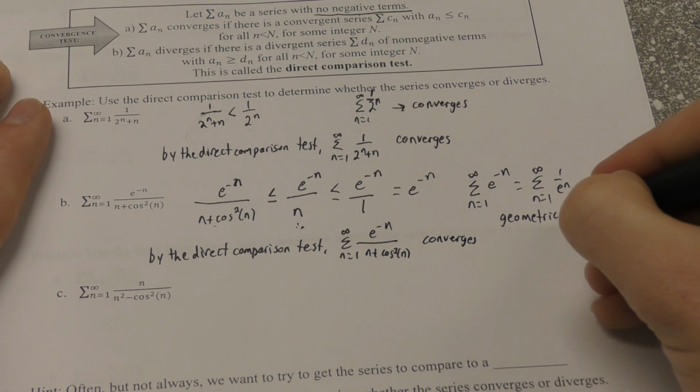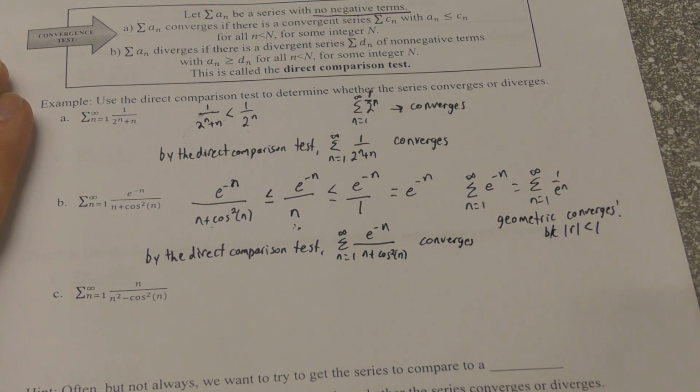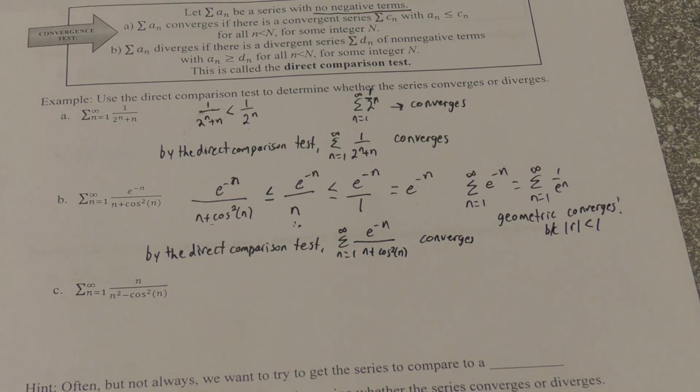And if you want to, you can strengthen this by saying the absolute value of r is less than 1, which is why my comparison series converges. All right?